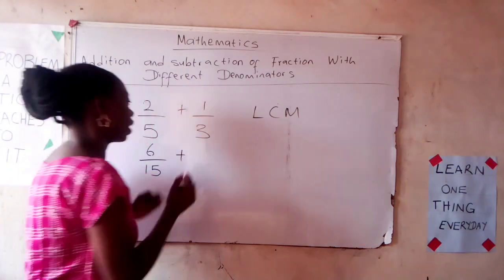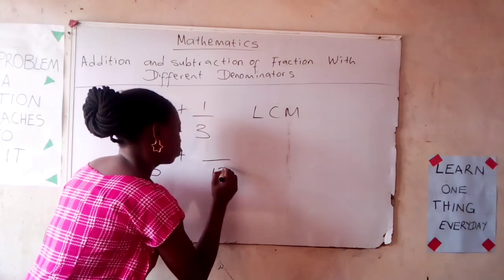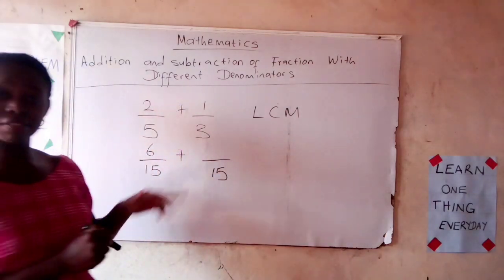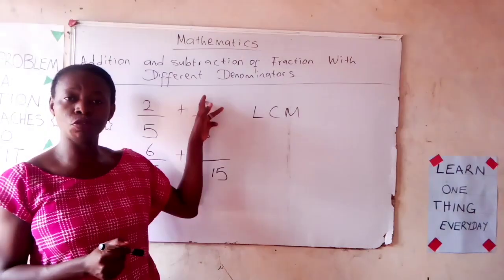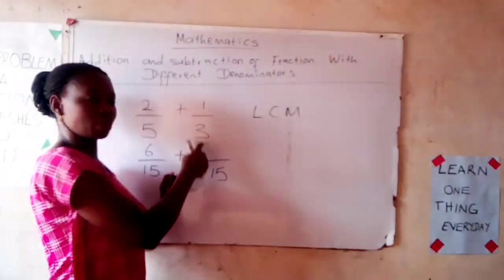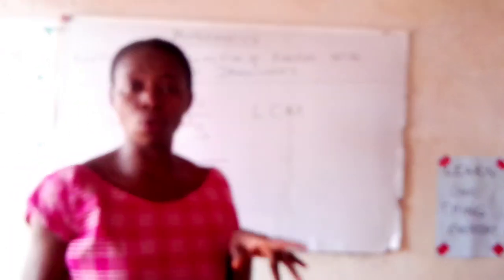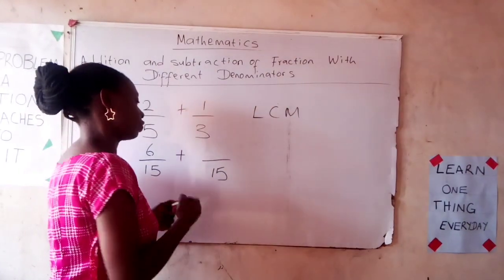I'll put a plus. I want to convert this fraction also to have 15 as denominator, because that is their common denominator. What will become the numerator? I divide 15 by 3. 15 divided by 3 will give me 5. And I'll say 5 times 1. 5 times 1 is 5.